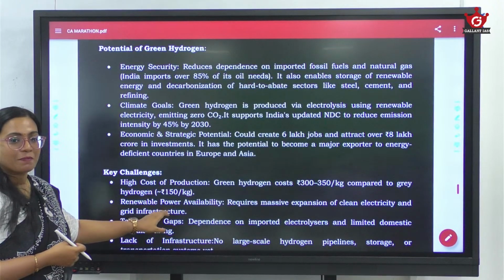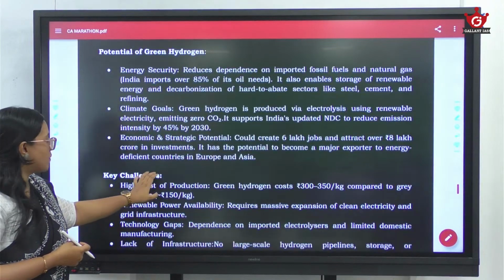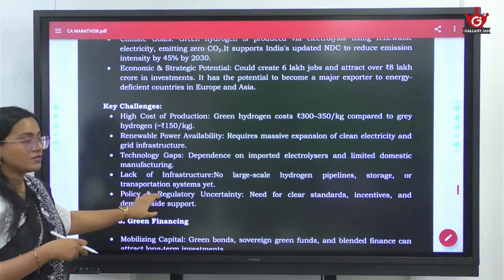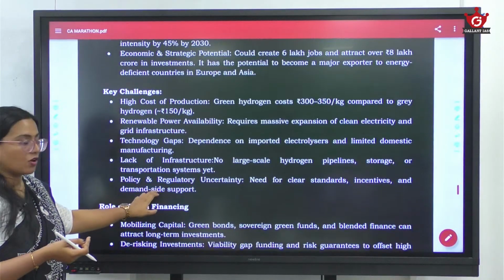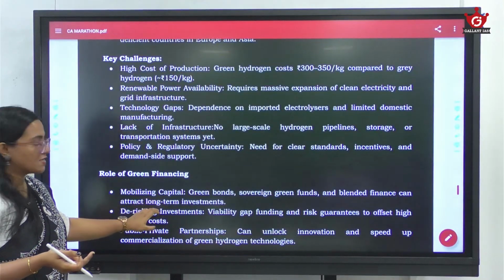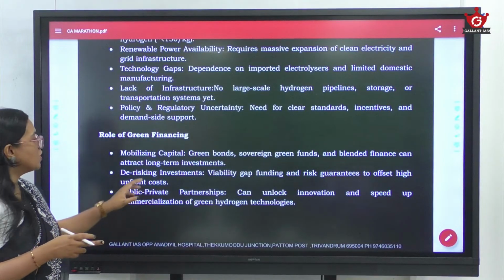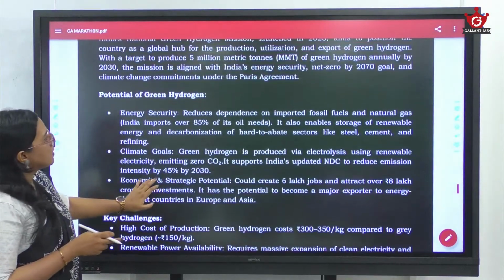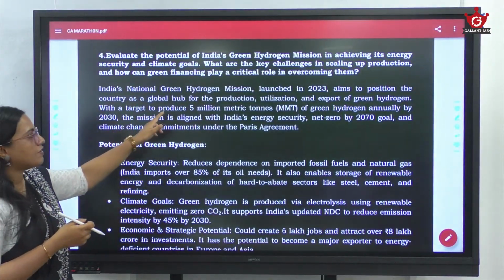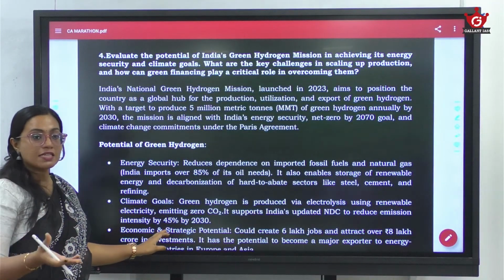So these are the potential of green hydrogen. Okay, the viability of green hydrogen. What are the challenges of this mission? One is high cost of production, renewable power availability, technology gaps, lack of infrastructure, policy and regulatory uncertainty. Now, what is the role of green financing? So the question has two parts also. One was about what are the key challenges in scaling up production? How can green financing play a critical role in overcoming the challenges of the green hydrogen mission? So that's the second part of the question.